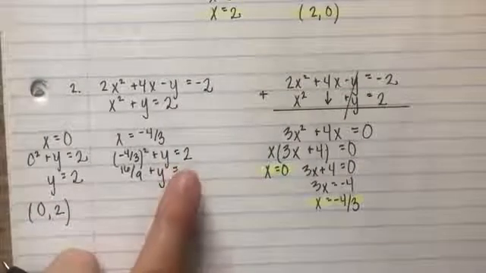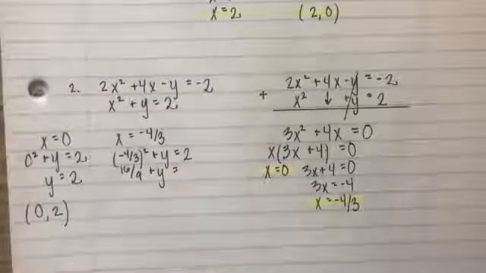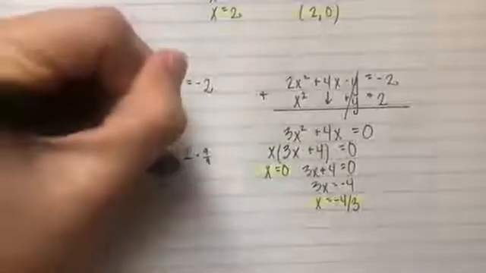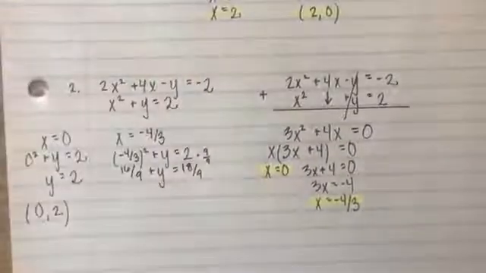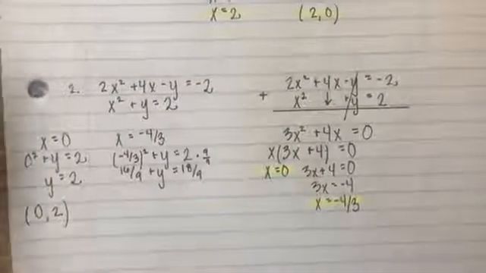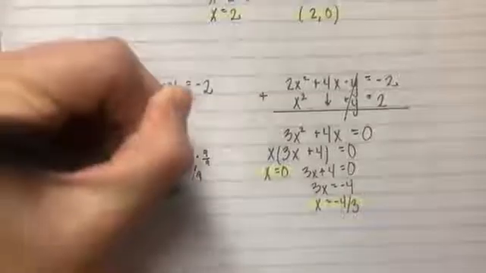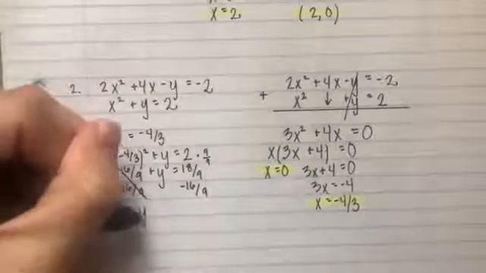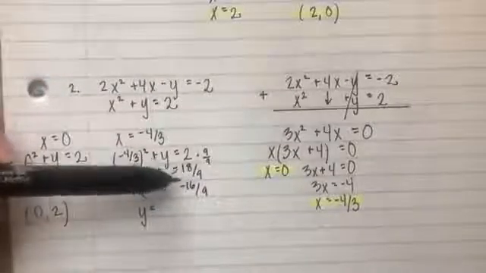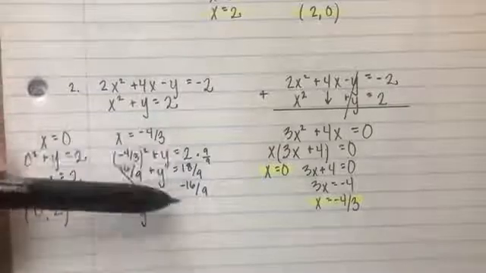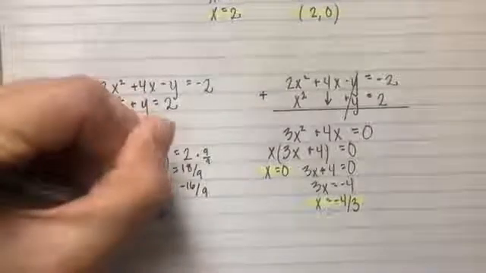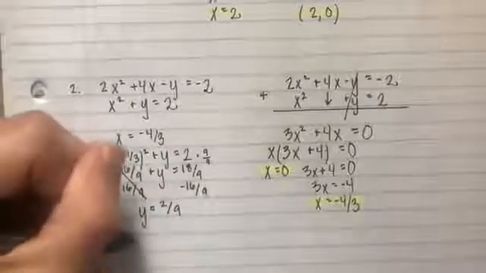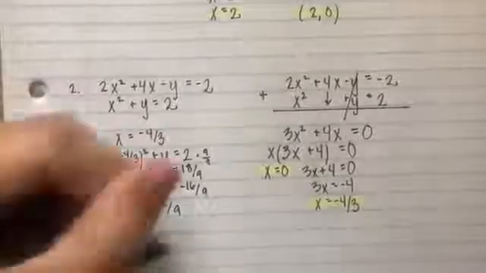So I'm going to change 2 into 18 over 9 because I want the denominator to be 9. So I'm basically multiplying 2 by 9 over 9. So that's where the 18 over 9 comes from. And then now I can subtract the 16/9 from both sides. And then I'm left with y equals 18/9 minus 16/9. If you're adding or subtracting fractions, you just add or subtract the numerators. So 18 minus 16 is 2/9. So we have y equals 2/9. That was when x equals -4/3. So that solution is (-4/3, 2/9).